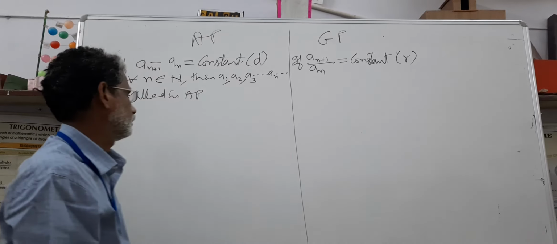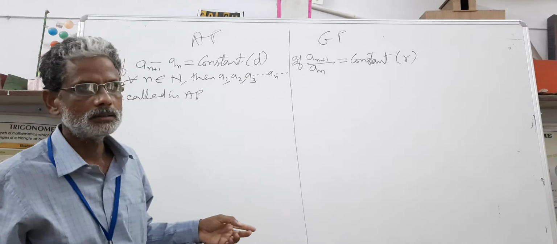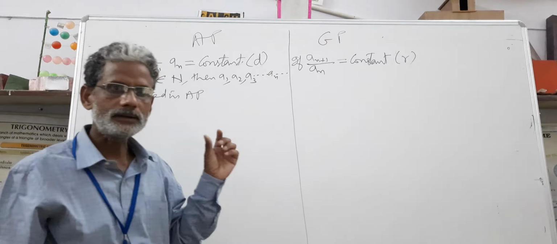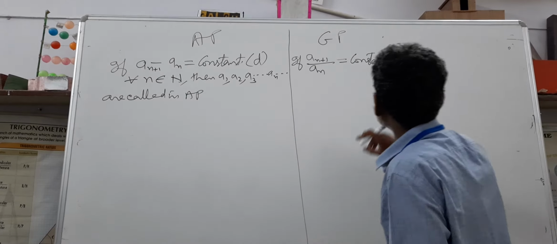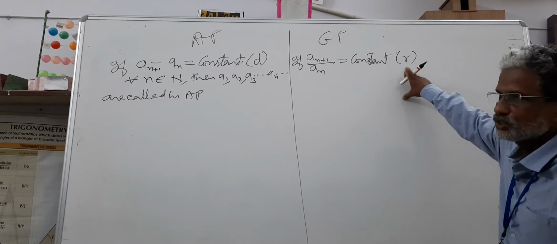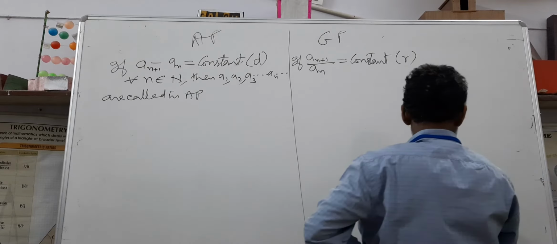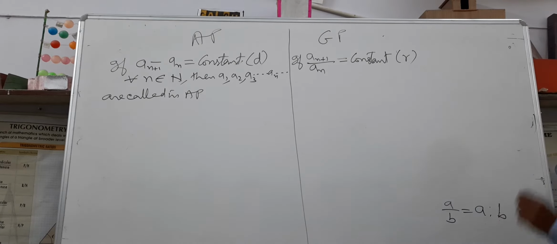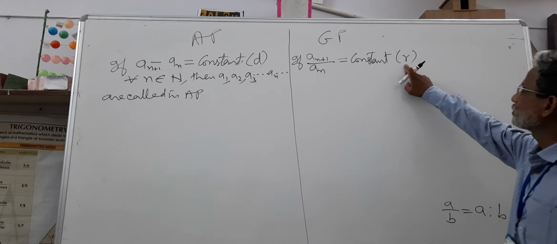Like S is fixed for sulfur, then we cannot use S for sodium also. We select Na, from natrium, the Latin name. Similarly, we select r for the constant notation. Why r? Because a by b is also written as a ratio b, and the word ratio starts from r. So therefore, we use the symbol r.